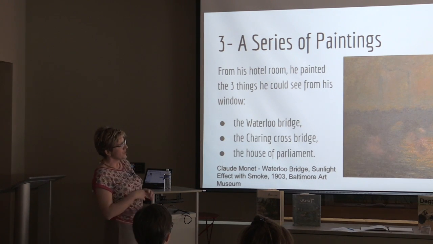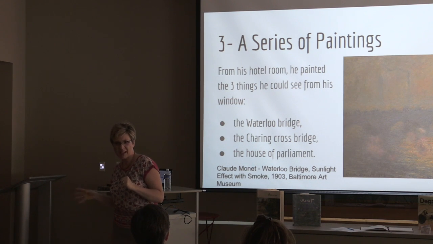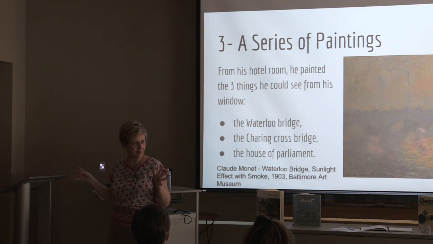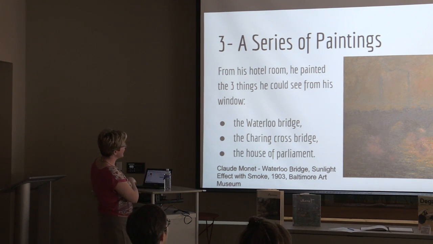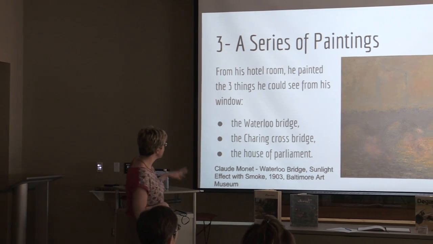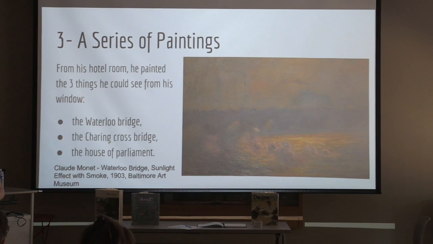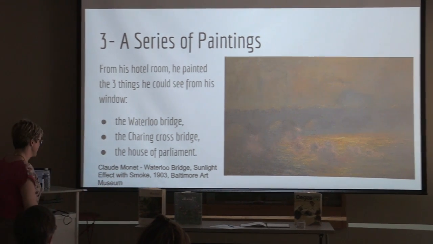So in the 1890s he goes to the Savoy Hotel. He has money. Monet has money. And he can rent a beautiful suite. And from his suite, this is what he sees. He sees the Waterloo Bridge, the Charing Cross Bridge, and the House of Parliament. And he's just going to paint them at different times of the day because he said that London is not beautiful except for its fog. He loves the fog and the effect of light that it has.